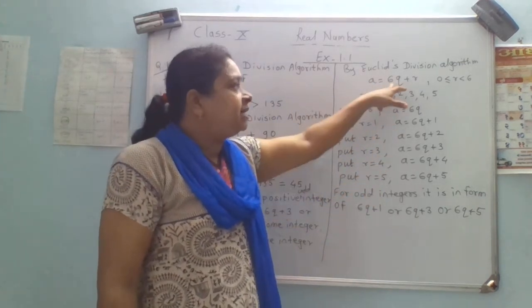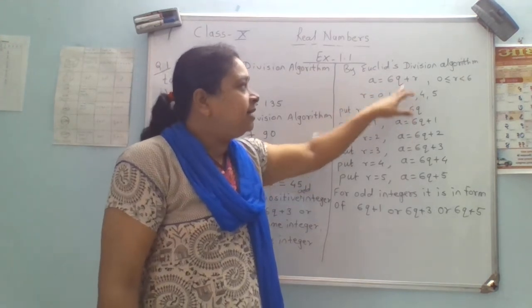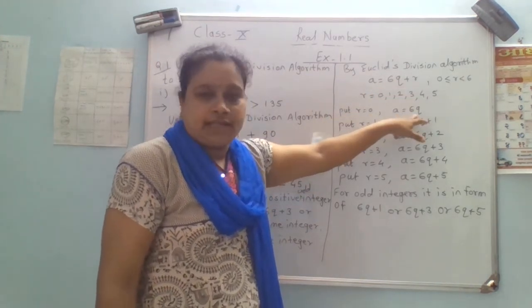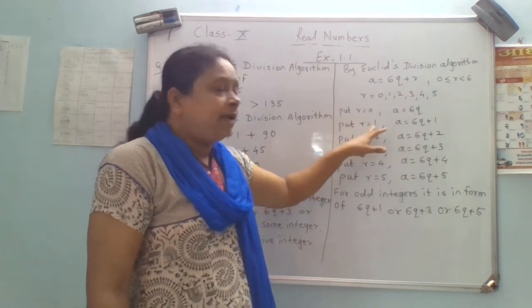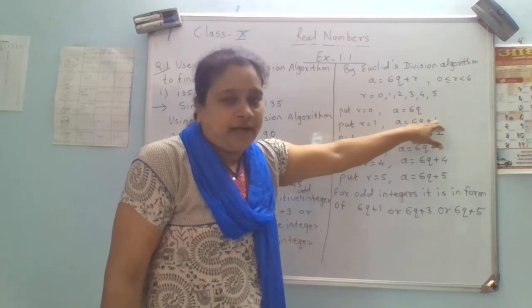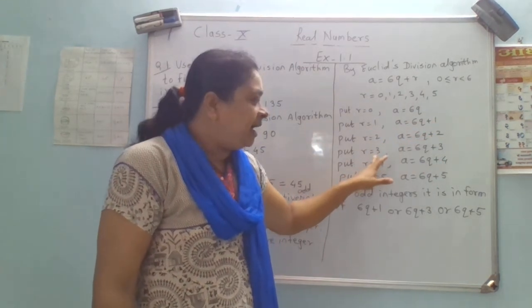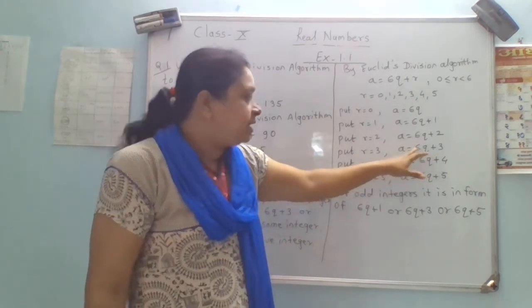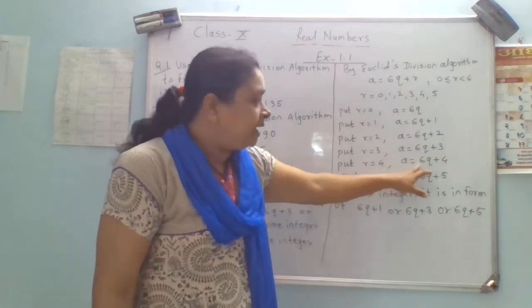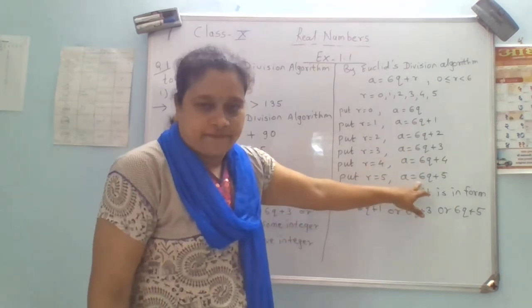We have to prove that the positive odd integer is in the form 6q + 1, 6q + 3 or 6q + 5. In the equation a = 6q + r, first put r = 0, then we get a = 6q. Taking r = 1, a = 6q + 1. Taking r = 2, a = 6q + 2. By taking r = 3, a = 6q + 3. With r = 4, we get a = 6q + 4. With r = 5, a = 6q + 5.